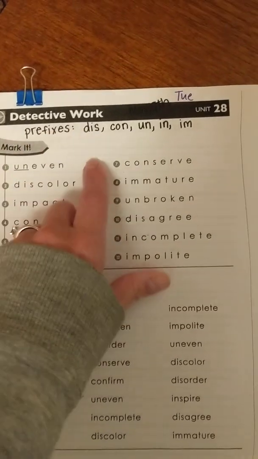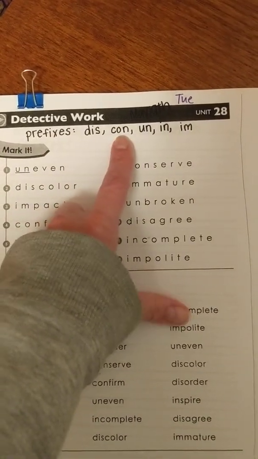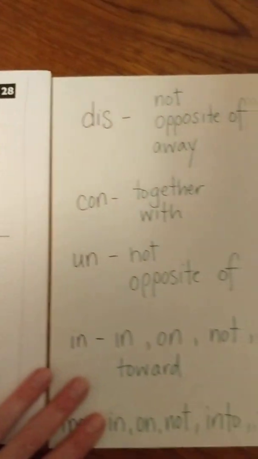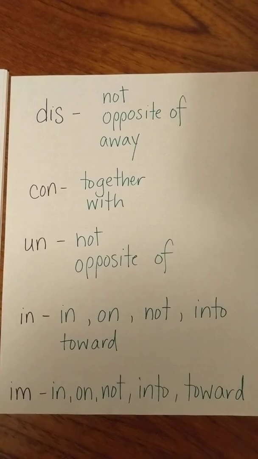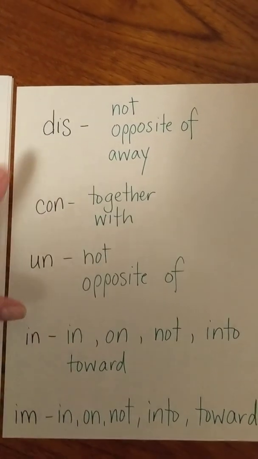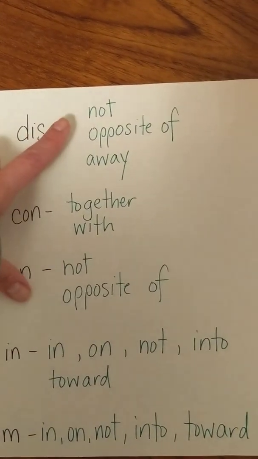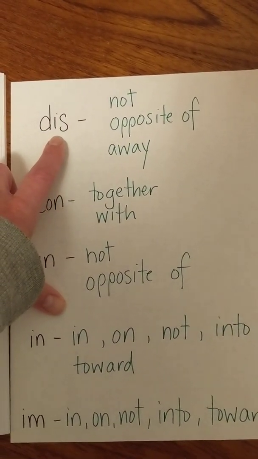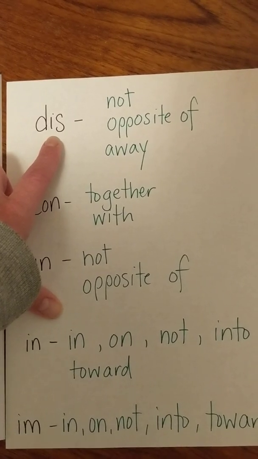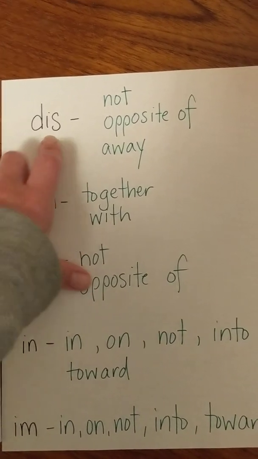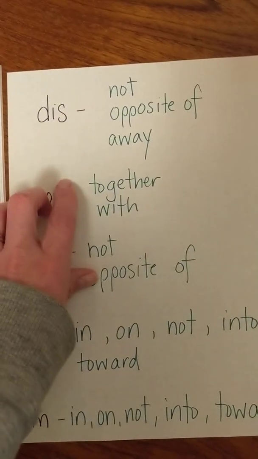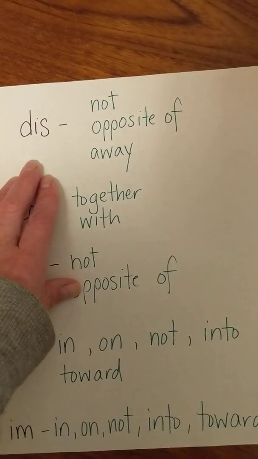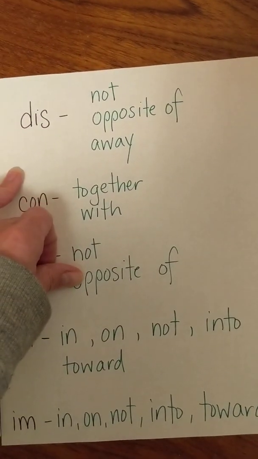So there are prefixes that we're going to be focusing on. Dis, kun, un, in, and im, okay? So what I did is I made you a little cheat sheet over here for what those mean. So if dis is at the beginning of a word, it will mean either not, opposite of, or away, okay? So like discolor, okay? It means it's not colored or it's not colored properly, okay? Or if you disagree with somebody, you do not agree with them, okay?